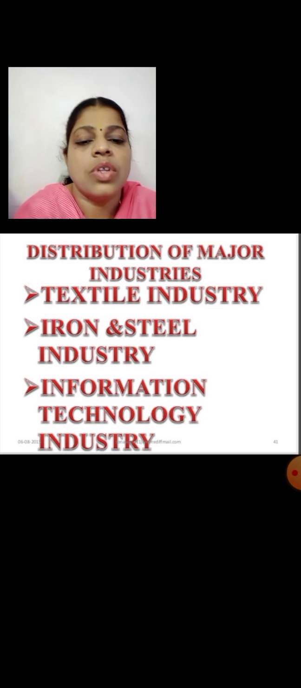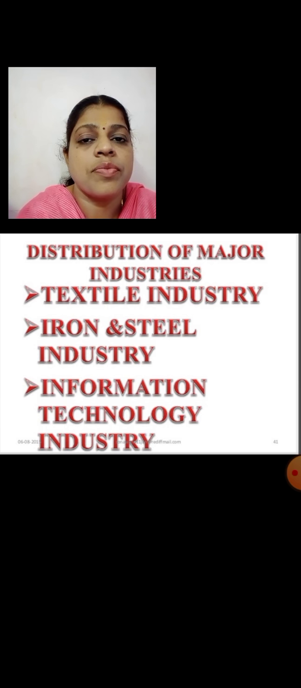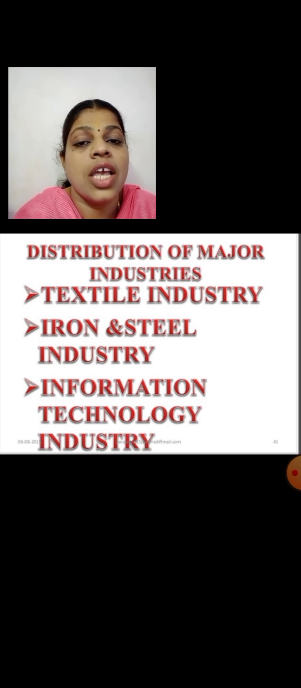Next, we'll discuss the distribution of major industries. So children, you would have studied about the industries in your earlier classes. Please recollect what are the industries that you would have studied. Yes, textile industries, iron and steel industries, information technology industries, and the various industries you would have studied in your earlier classes. So, here we'll discuss the textile industry.